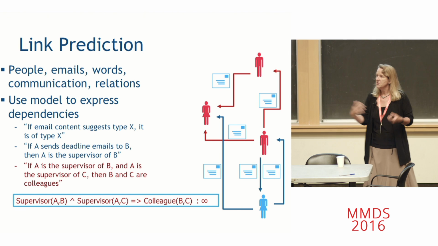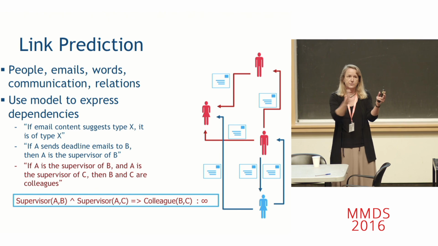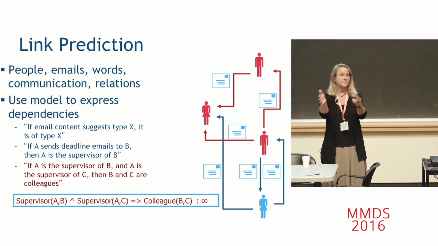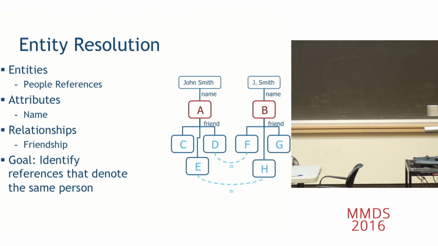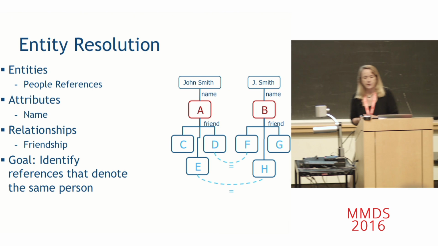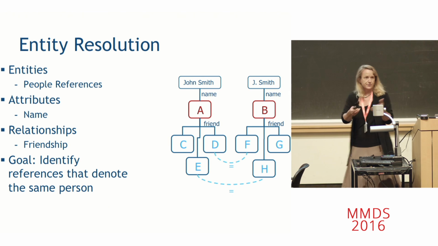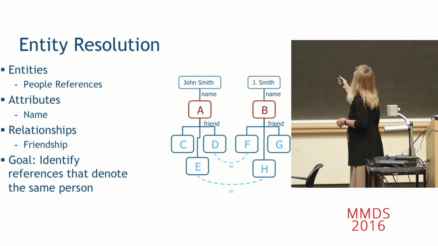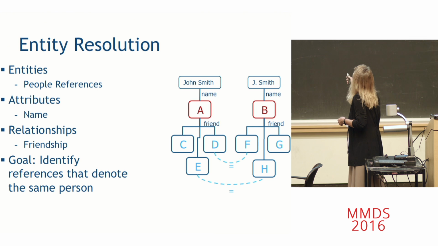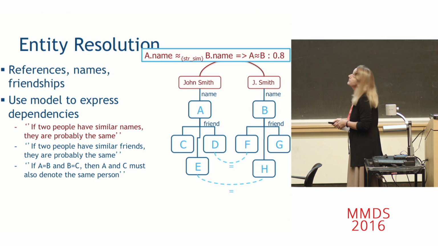So I can include these kinds of semantic things where I take some links that I've observed and infer other kinds of semantic relationships. And then the other thing that we tend to do a lot is entity resolution. This is a data alignment problem where, if I have two references, I'm trying to figure out, are they referring to the same underlying individual?